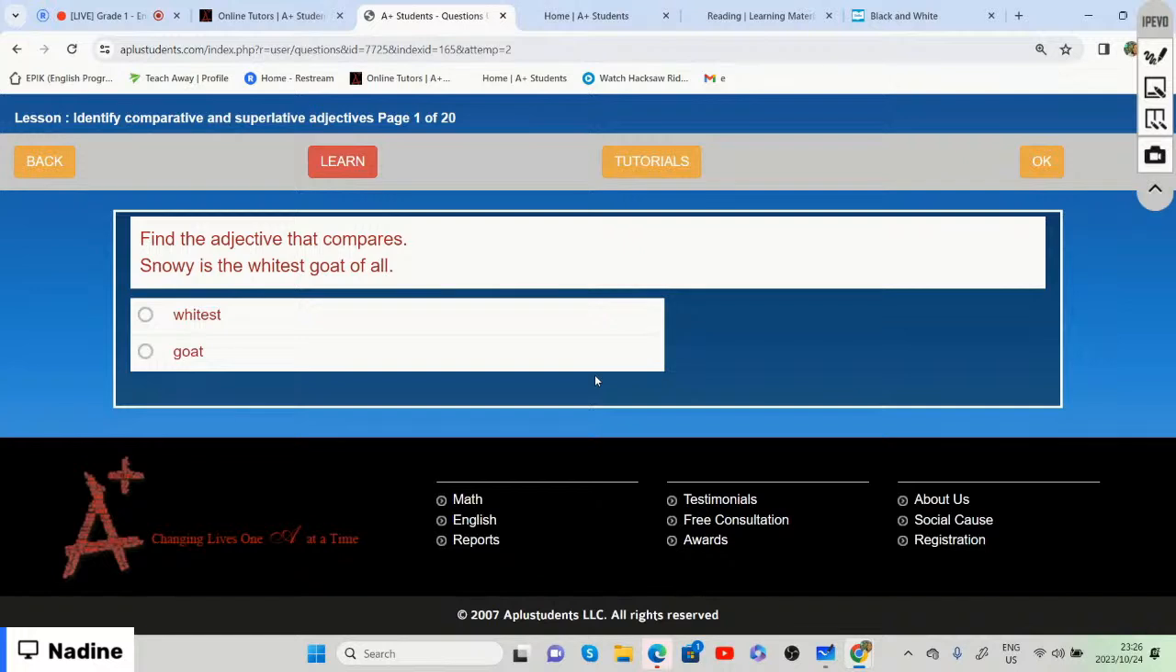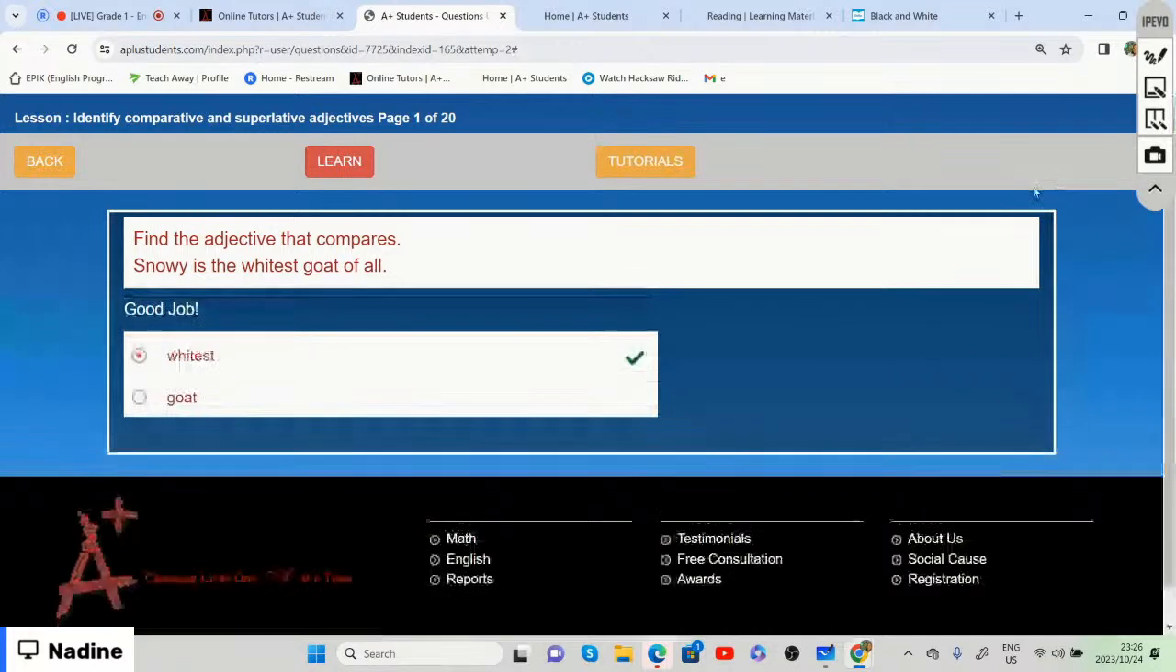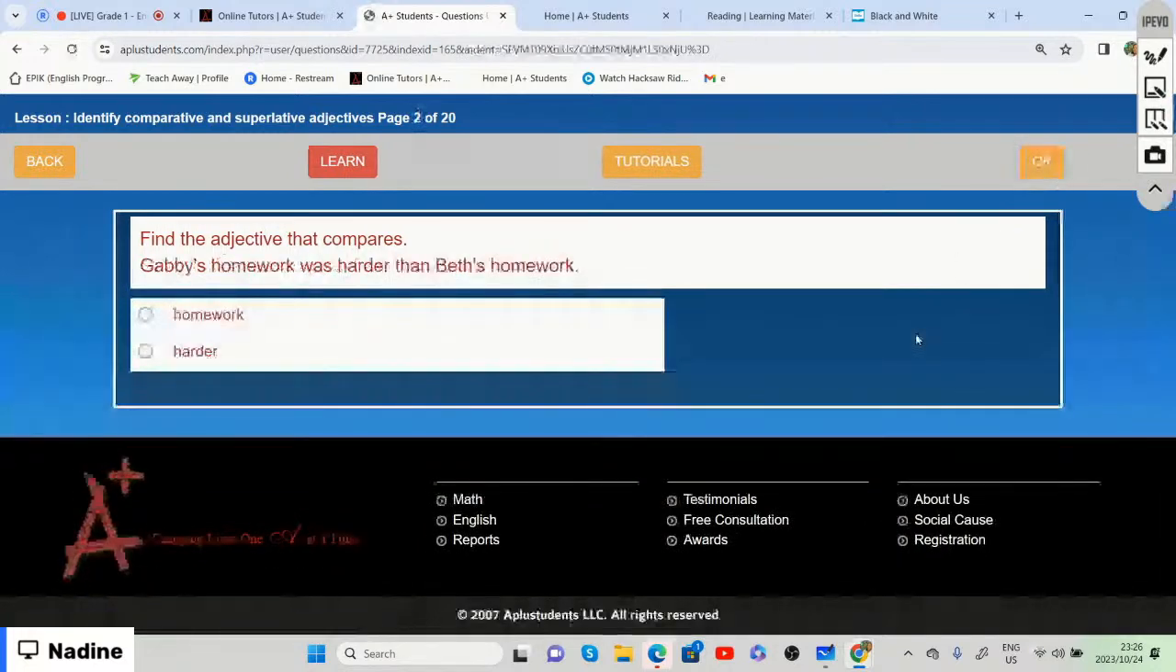All right, so if we find the adjective that compares, we can say Snowy is the whitest. So whitest is our adjective that compares. And whitest is actually a superlative because we are comparing Snowy to all the other goats. And whitest is correct. So well done.